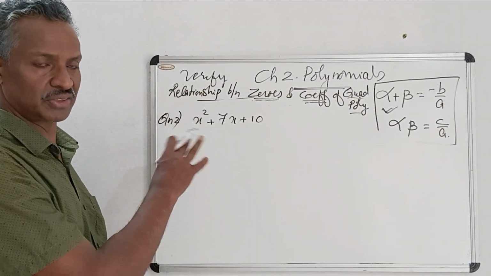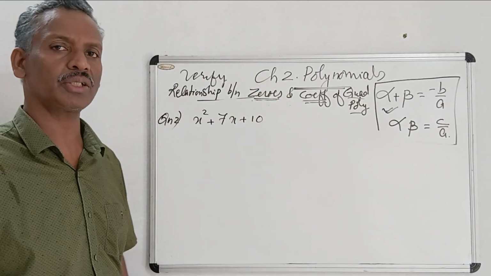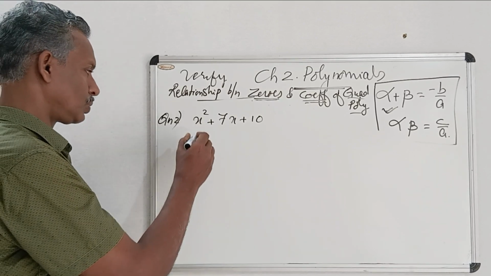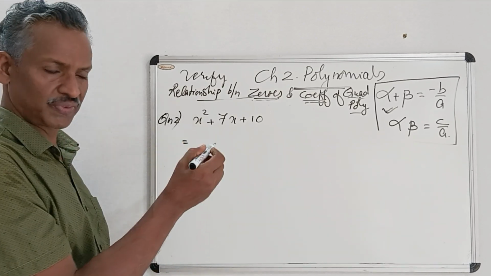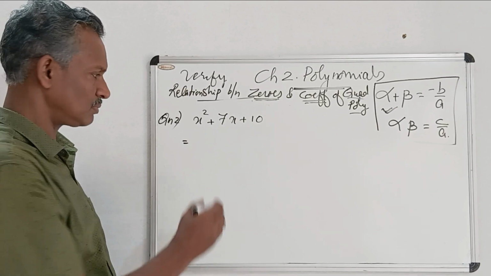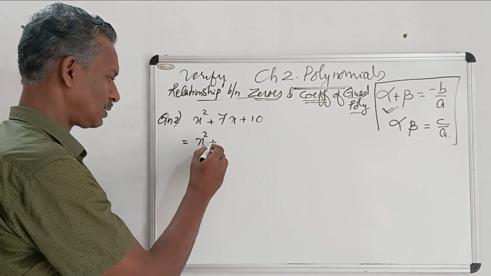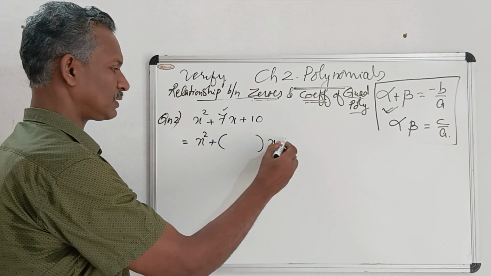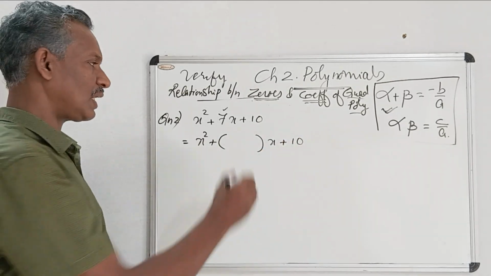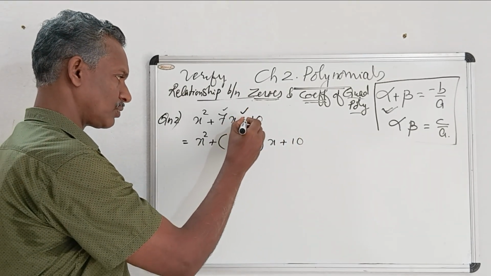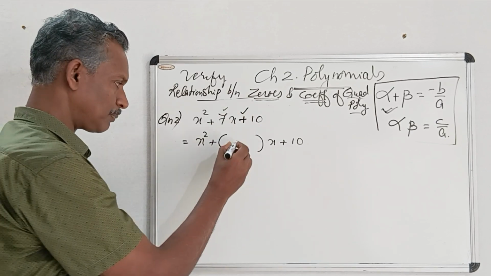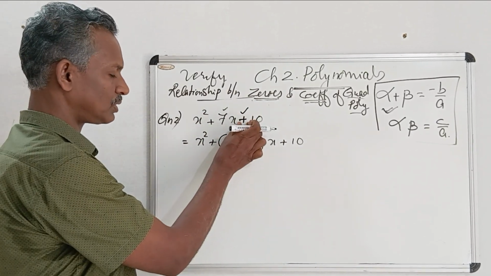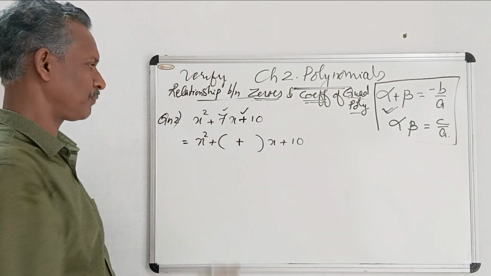We have to find the zeros and also verify the relationship between the zeros and the coefficients. So we have to find the zeros first. So split the middle term. X square plus, instead of 7, put a bracket and then x plus 10. Look at the last sign, the constant sign. Constant sign is plus. That plus you have to put in the bracket. Whatever sign is for the constant, that you have to put within the bracket.